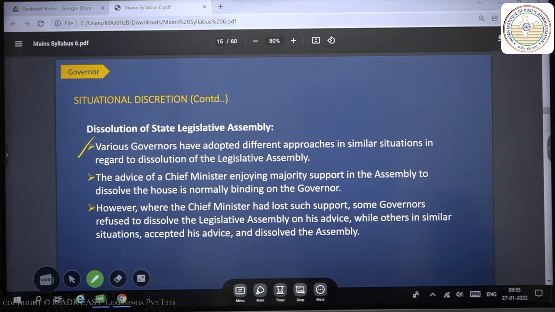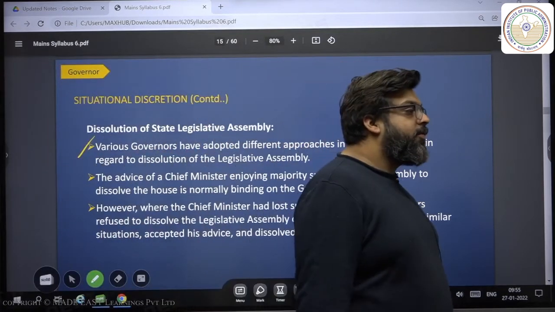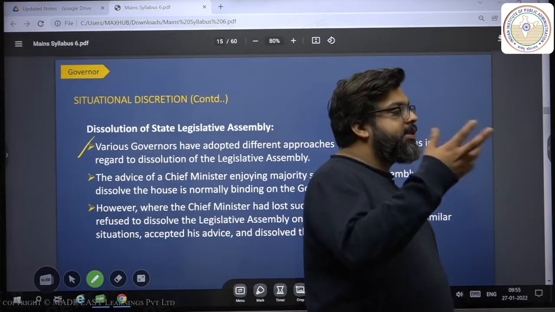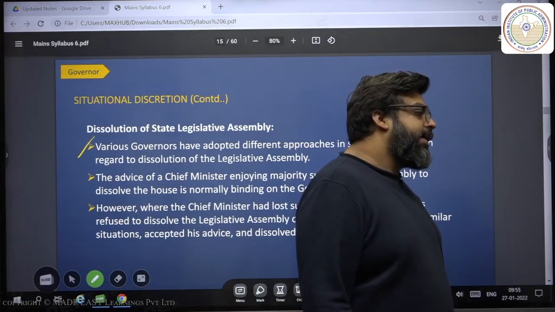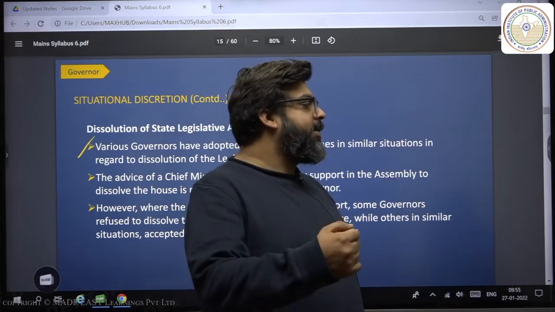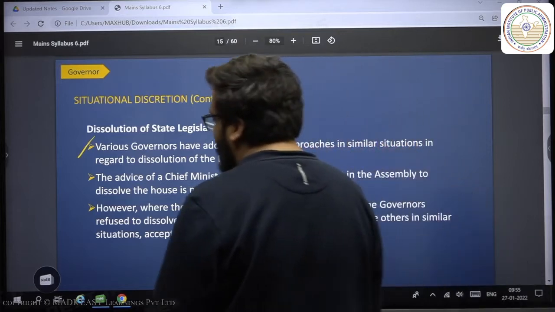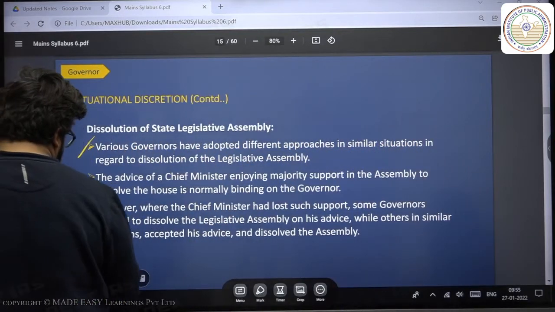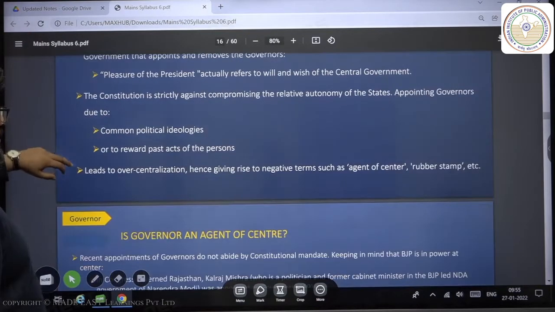The governors have sometimes refused to dissolve on the advice, and in some cases, some have taken the advice also. Many times what happens is that a no confidence motion is about to fail. So the ministers tell the governor, it will be embarrassing outside, you dissolve the house, right? In some cases, the governor says okay. In some cases, the governor says no, take your time. Get a few MPs, MLAs from here or there, and we'll see what can and cannot be done. Okay? Anyways, so situational discretion is situational discretion.